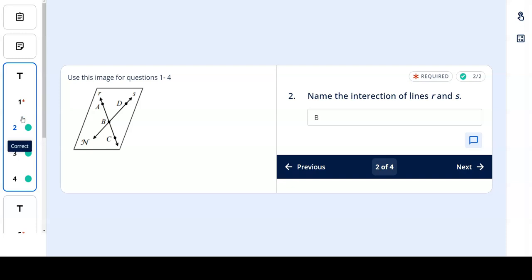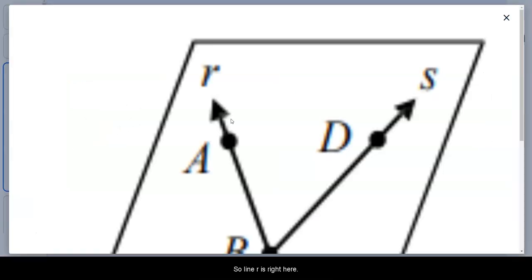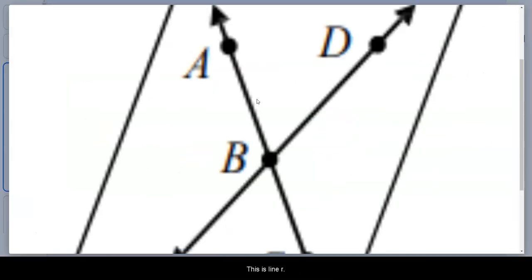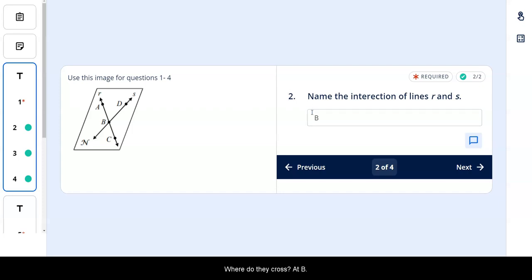Number 2, name the intersection of line R and line S. So line R is right here. This is line R. This is line S. Where do they cross? B. At B. And it needs to be a capital B. If you put a lowercase b, it'll give you partial credit. It has to be a capital letter.